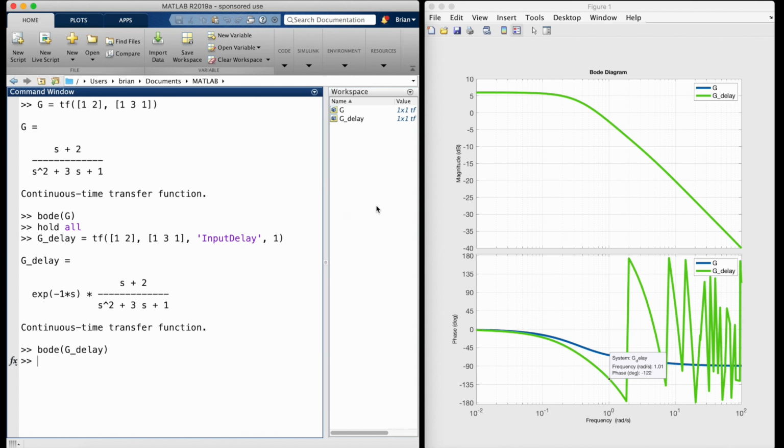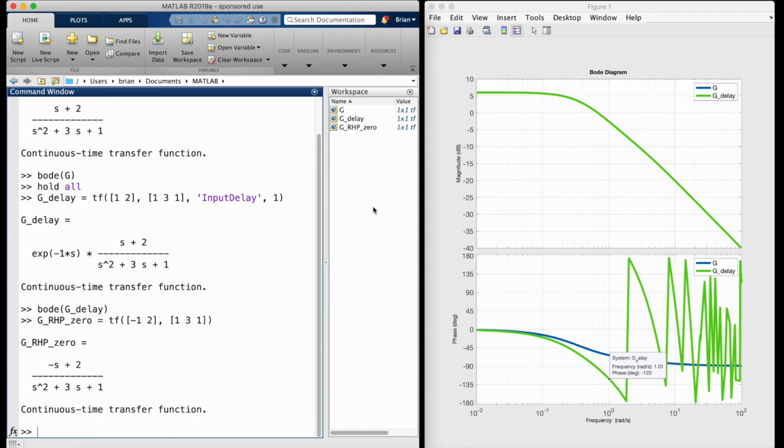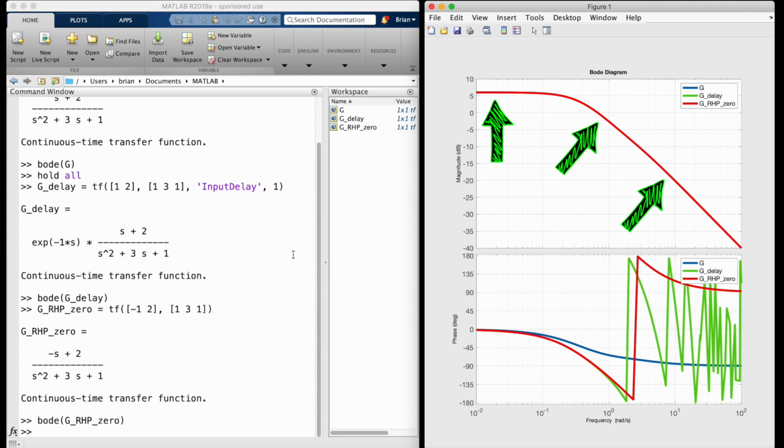The other way is to move one or more of the transfer function zeros from the left half plane over into the right half plane. For this transfer function, we can move the zero from s = -2 over into the right half plane at s = +2. And check this out. This transfer function also has the same magnitude, but again, not the same phase shift. So we have three different transfer functions, and each have the same frequency response magnitude, but different phase.